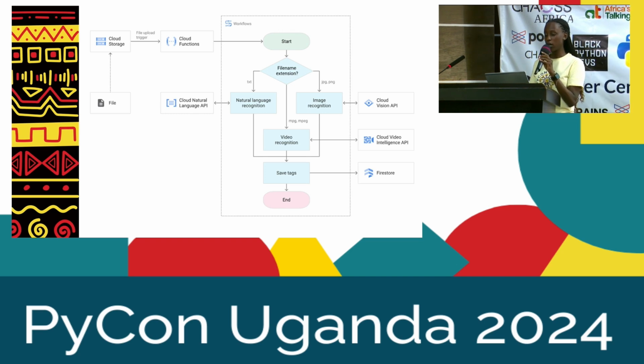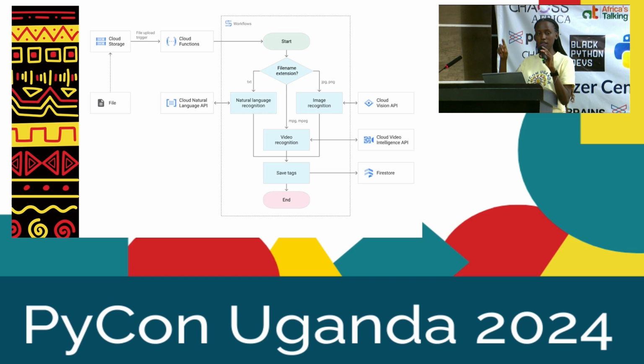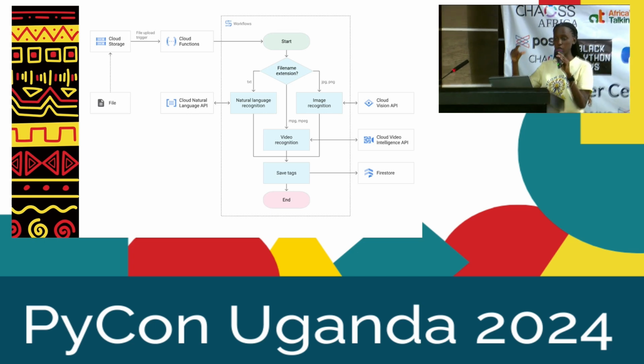So in the cloud workflows, the good thing with the workflows, you write your code while it shows you exactly what you are doing. So it will show you how the workflow is going to happen, yeah? It will show you where you're going to start, then the file name extension, it is going to extract whichever extension it is, and send it to the particular service that you want it to send it to.